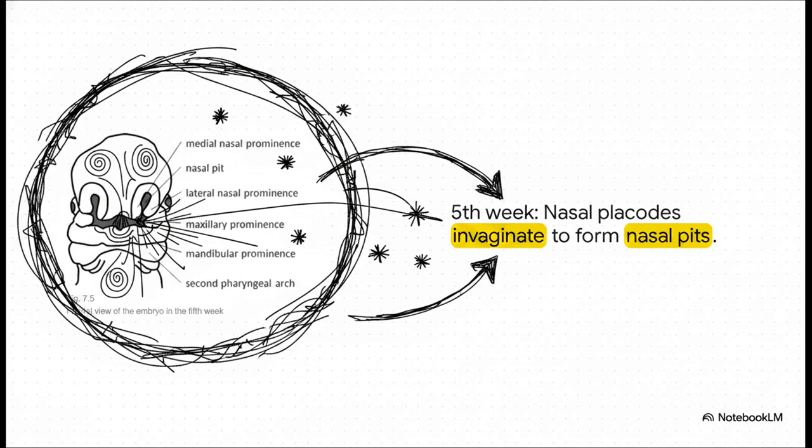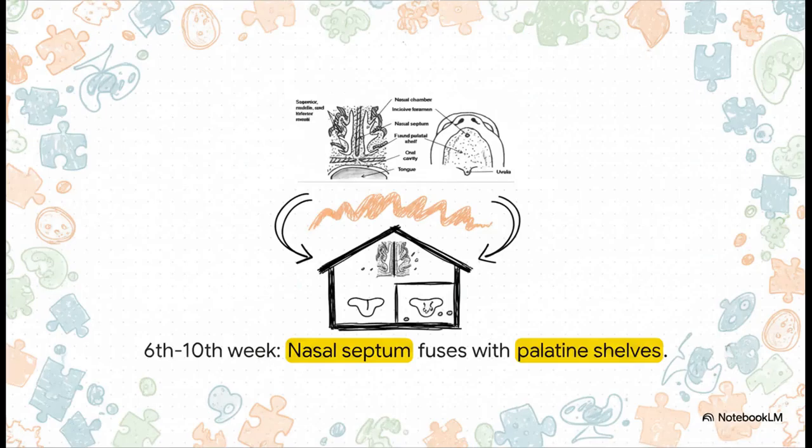Now, over the 6th to 10th weeks, this internal space gets partitioned off. The nasal septum drops down to divide the nose into the right and left cavities. But equally importantly, that septum actually fuses with the palatine shelves, which, remember, arise from those maxillary prominences we mentioned earlier. This crucial fusion completely separates the nasal cavity from the oral cavity. So we basically built distinct rooms in the house, a mouth below and a nicely divided nose up above.